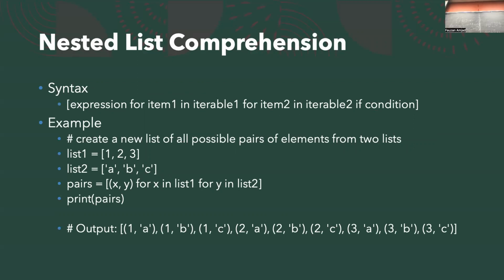So it'll iterate through list 1 first. It'll look at 1, and then it'll iterate through list 2, and it'll make a pair for each of them. So it'll be 1A, 1B, 1C. Once it iterates through list 2, it'll go back to list 1, 2A, 2B, 2C. And then finally it iterates again, 3A, 3B, 3C, and it adds it every single time, and it outputs this list of tuples.